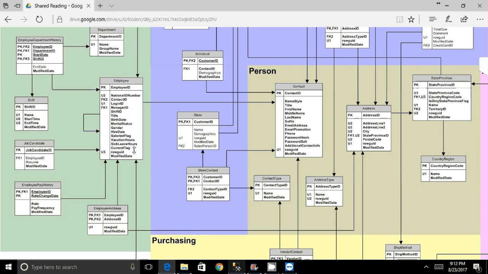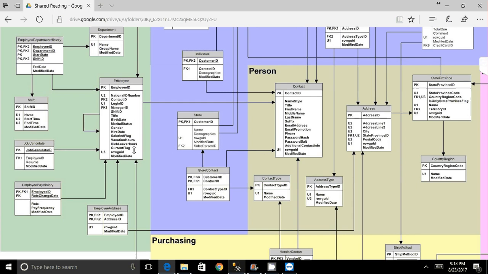So what kind of relationship is this? An employee can have multiple addresses and one address can belong to multiple employees, right? So what kind of relationship is it? Both ways, it's many to many, right? One employee can have multiple addresses and one address can belong to multiple employees. So this kind of relationship is many to many.